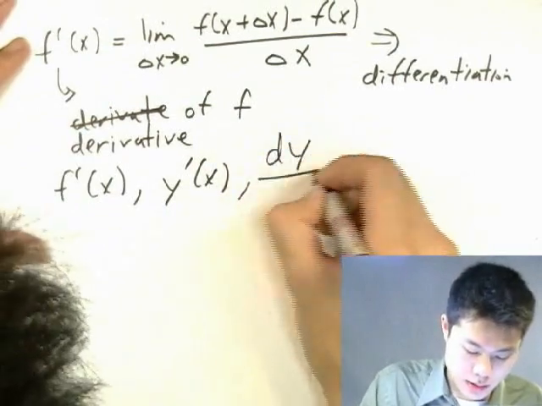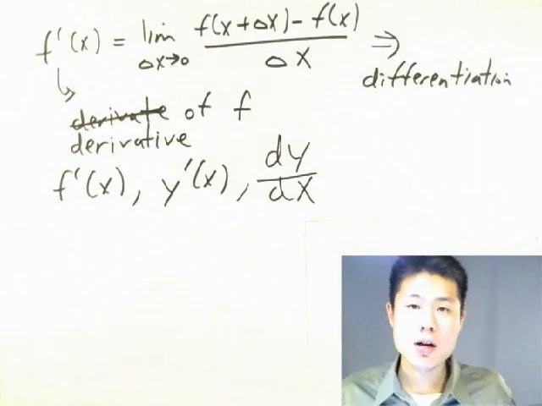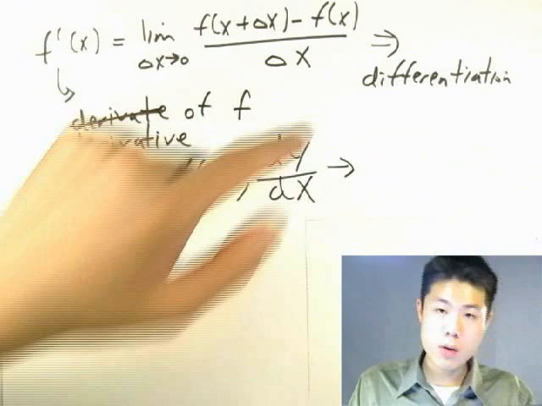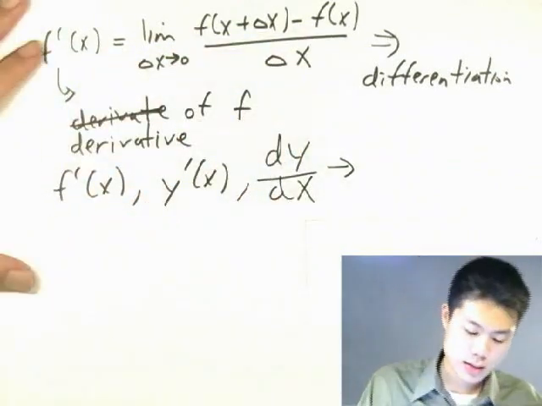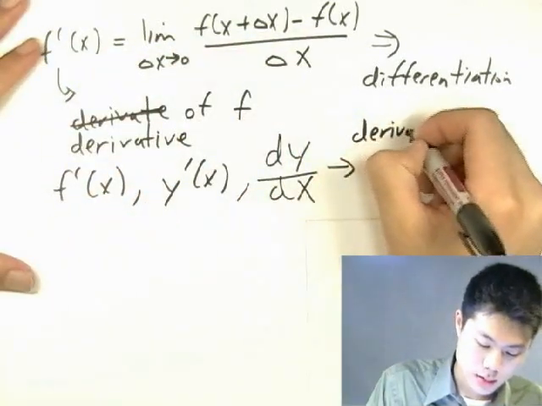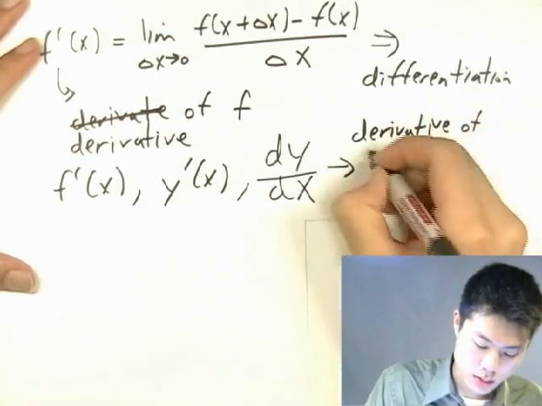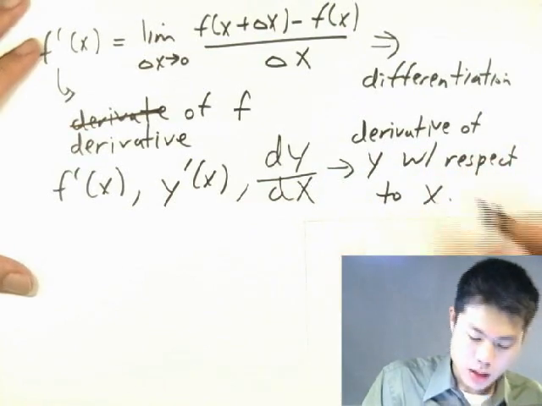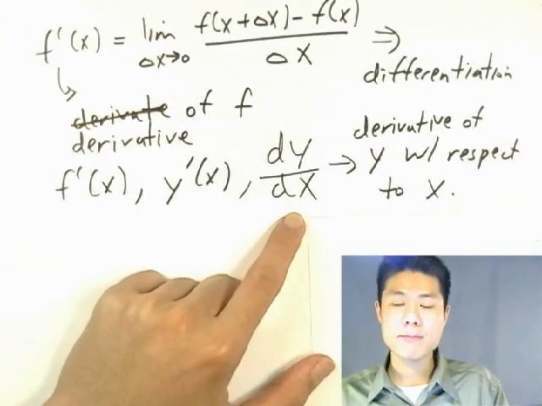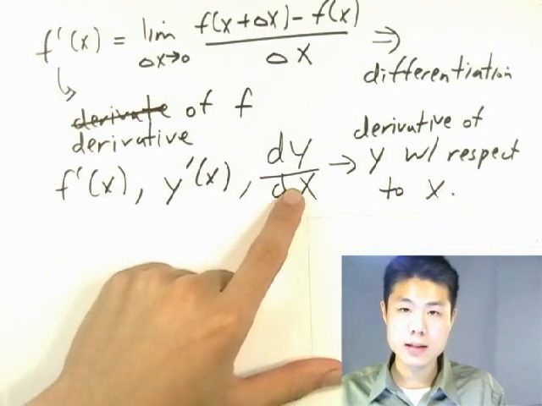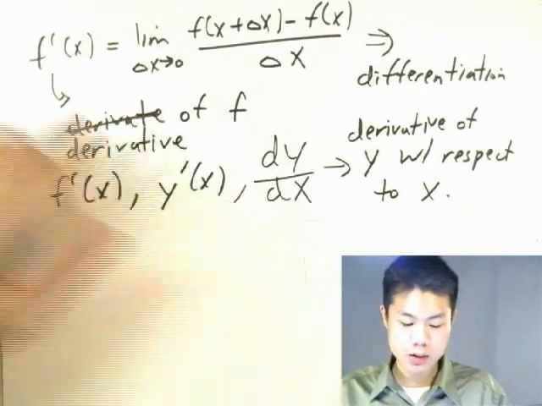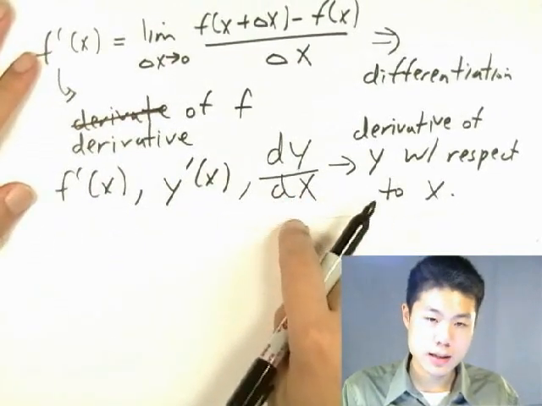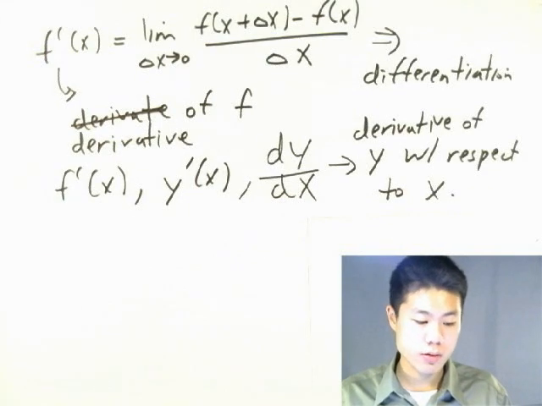And the last notation is kind of weird, dy over dx. And this means that we're taking the derivative of y with respect to x. I won't go into depth as to what this means until we get to implicit differentiation. For now, just know that this is another way to write the process of taking a derivative.